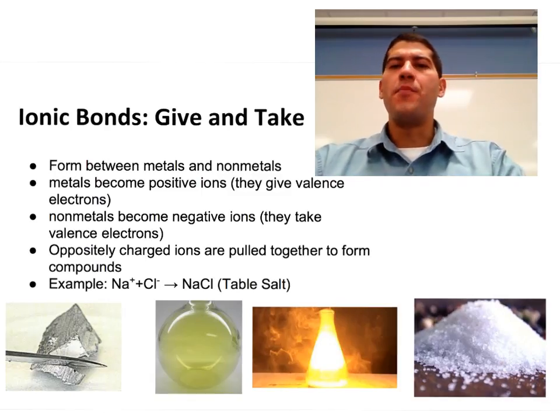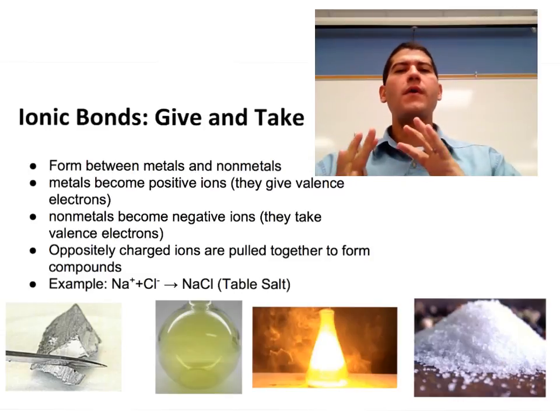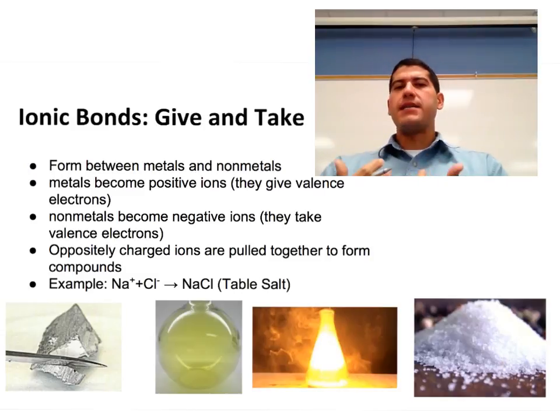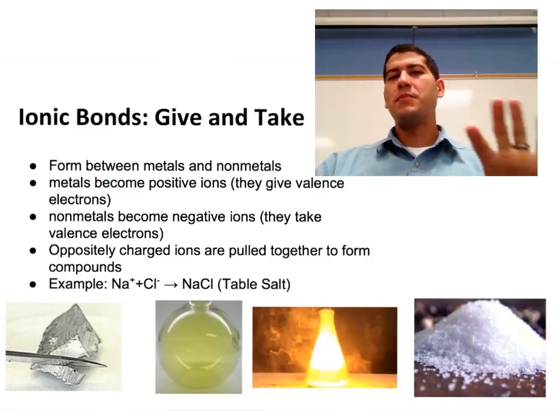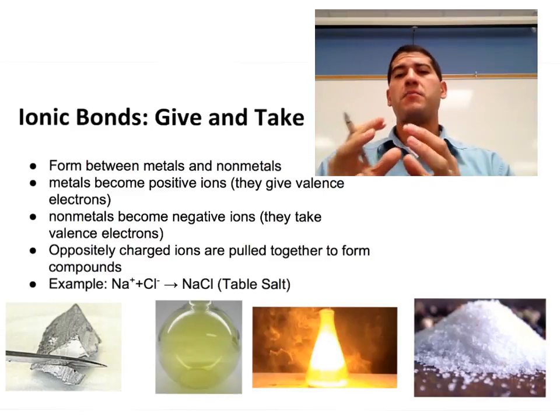Ionic bonds form between metals and nonmetals. The metals always give electrons away, and the nonmetals always take electrons to become stable. So the metal is always the positive ion, and the nonmetal is the negative ion in an ionic bond.